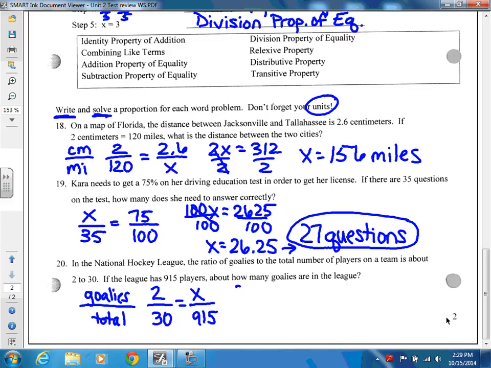Okay, so now we want to figure out how many goalies there are. Doing your cross multiplying, you end up with 30x equals 1,830. Divide by 30, and you end up with x equals 61. Now don't stop there and just leave me with 61. The question was asking about the number of goalies. You need to say 61 goalies.